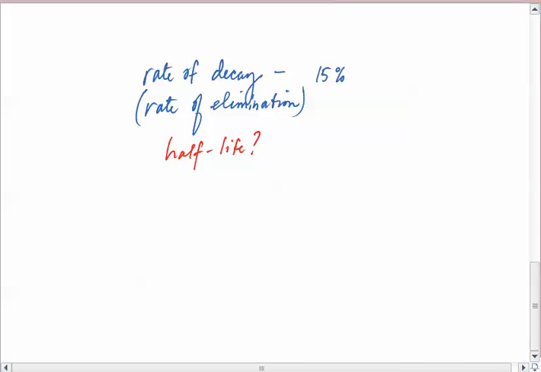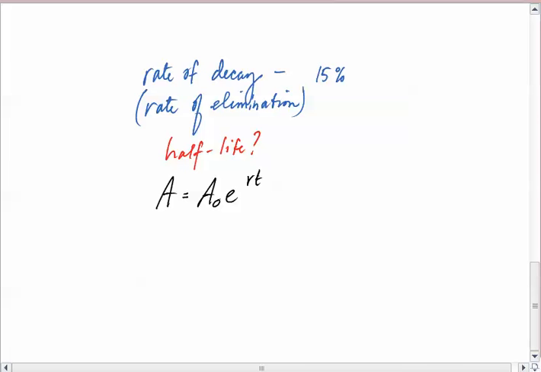Alright, let's take a look at now going the other direction. If I give you the rate of decay, or even the rate of elimination of something out of the bloodstream, keeping with that idea of something being eliminated. If I say it is eliminated 15% every hour, and I ask you, well, what's the half-life of that? So here's what we're going to do. It's fairly simple. We're going to go ahead and write the formula.